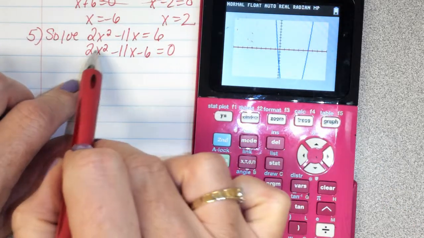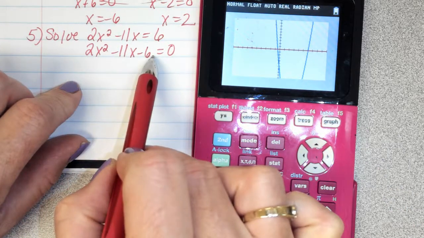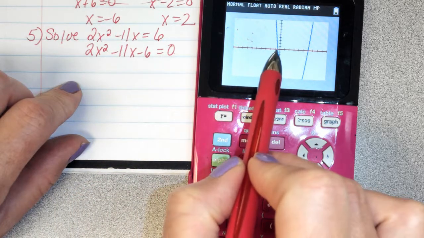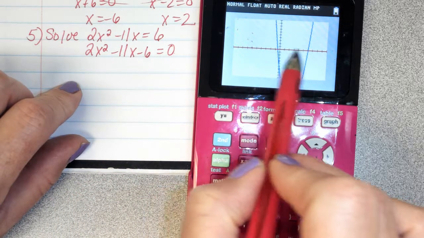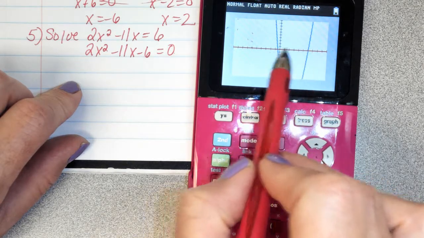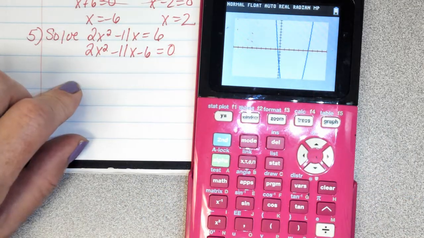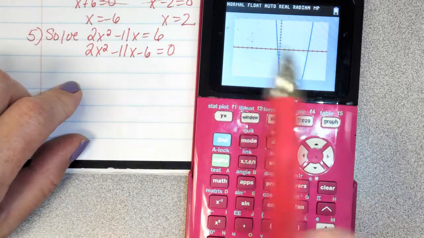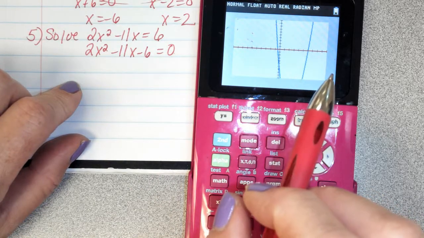I want to know, where is the parabola 0? Right here. That's where the parabola equals 0. That's where the parabola equals 0. Those are called x-intercepts. How do I find those on the calculator? What did we just do, guys, to find those x-intercepts? Noah?